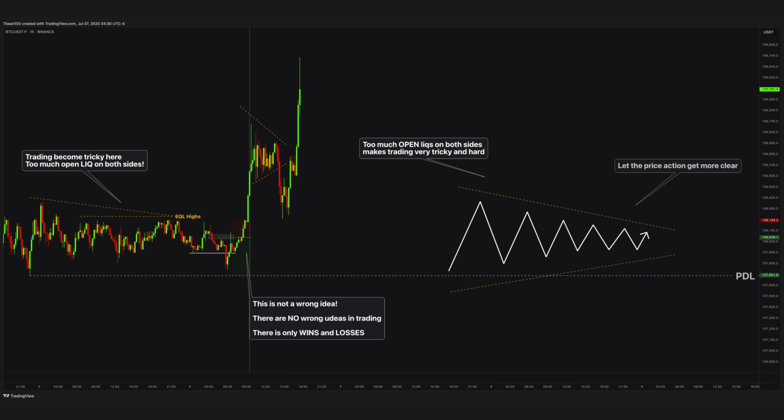The best action is to let the price action happen with clearer movements and then wait for the price to clear up before making a full decision. Otherwise, many times you'll be forcing trades.